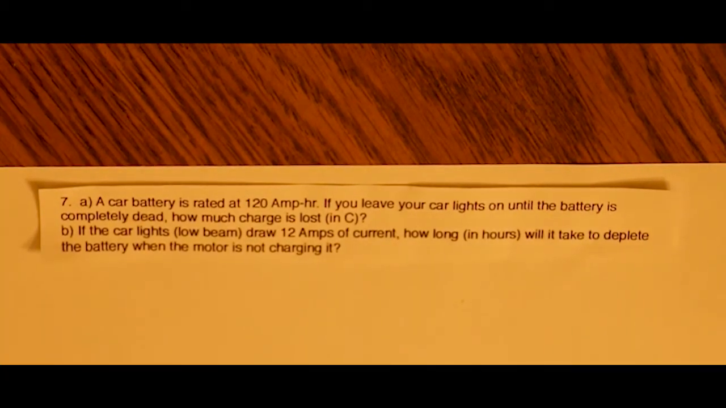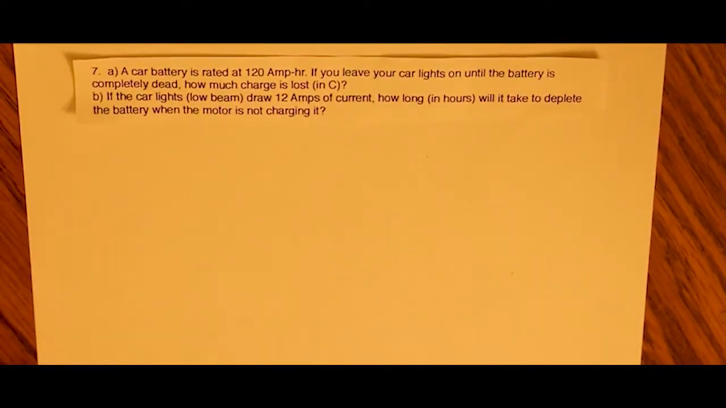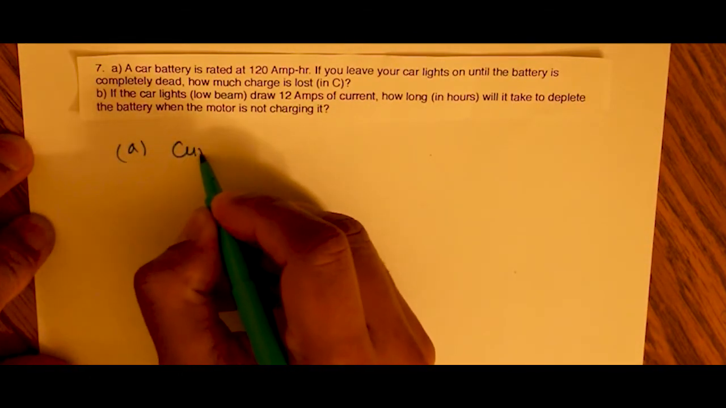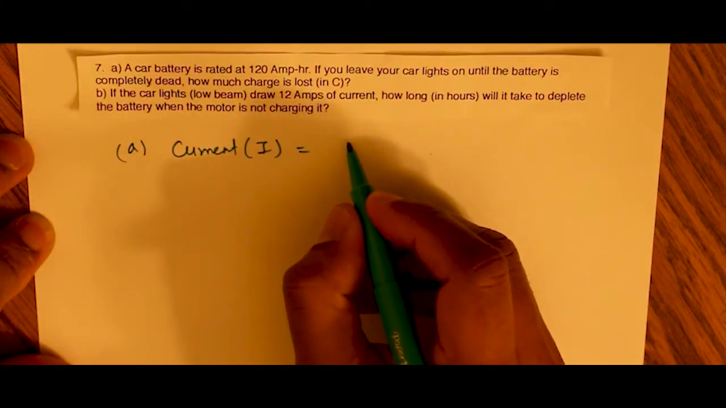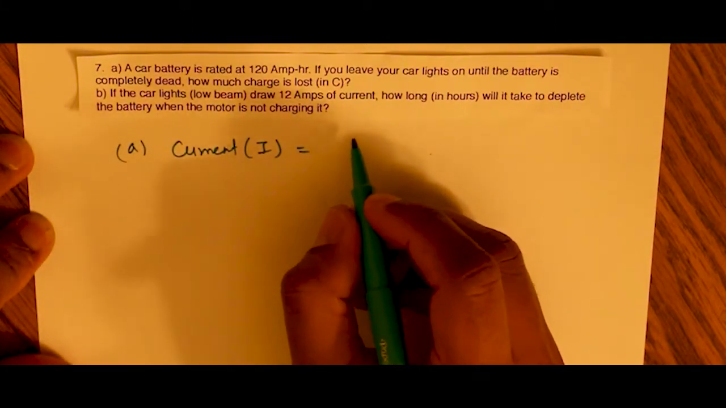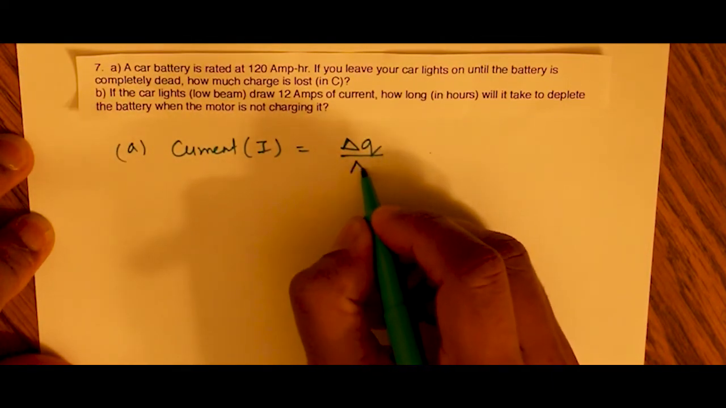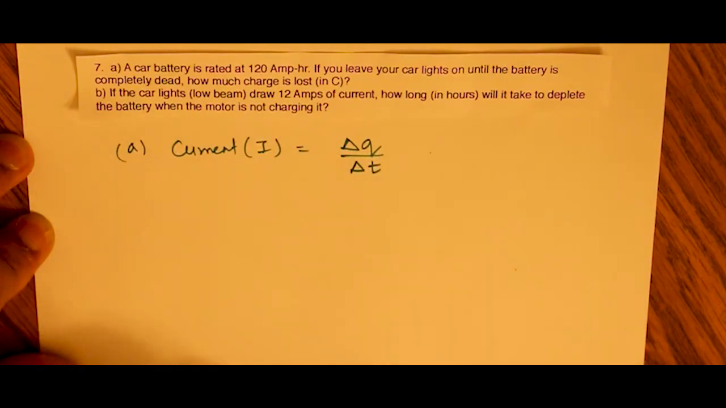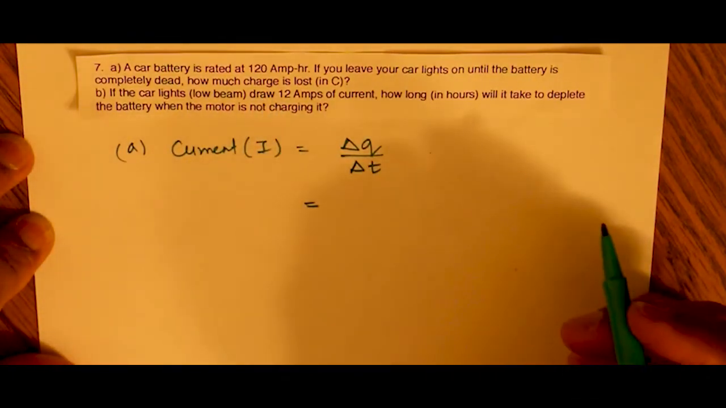Okay, so let's understand what's happening here. First, we have to understand that for part A, current, represented by I, equals the charge, delta Q over delta T, the change in charge over the change in time. So we know that it is 120 amp hour.